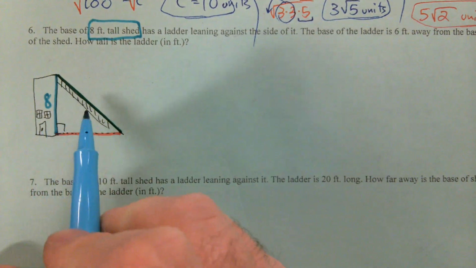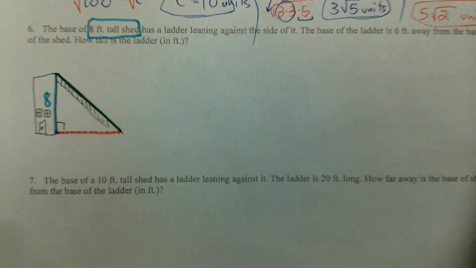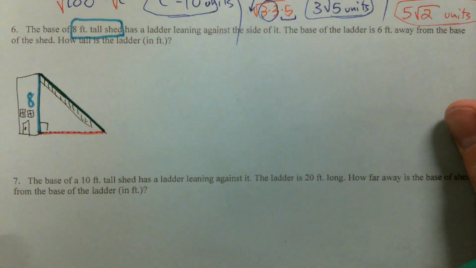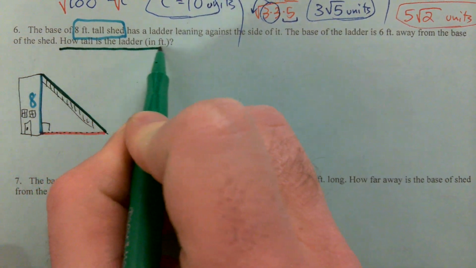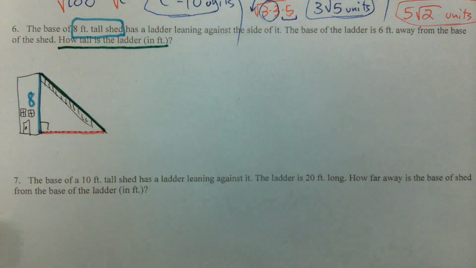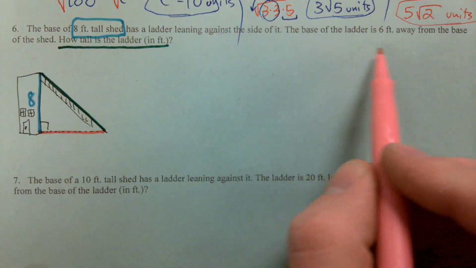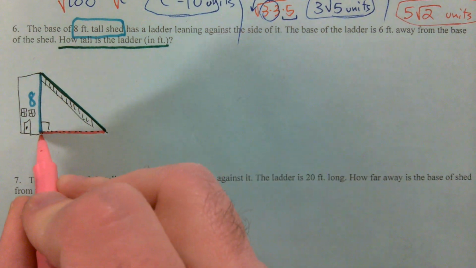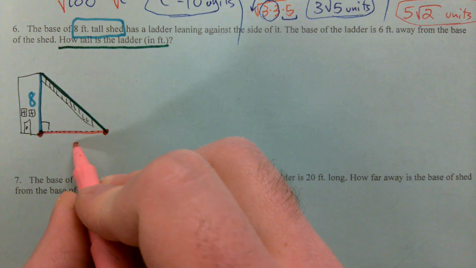Do we know how long the ladder is? No. We do not know how long the ladder is. That is what the question is asking. So what else do we know in this problem? The base of the ladder is 6 feet from the base of the shed. Here's the base of the shed. Here's the base of the ladder. 6 feet.